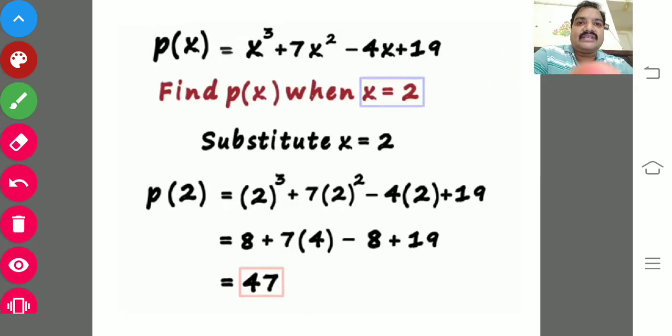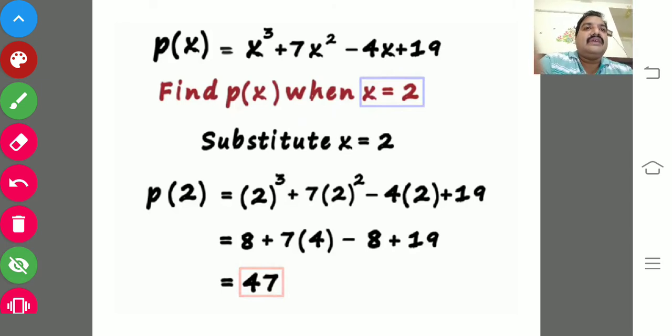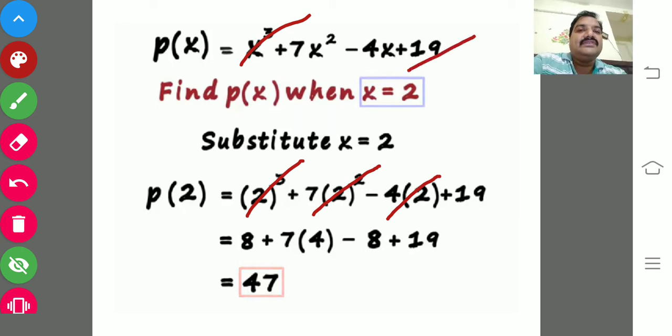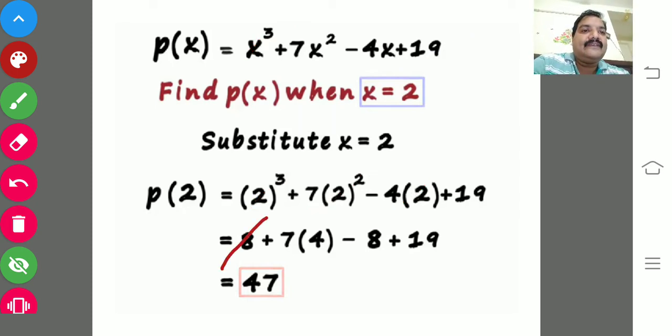And one more example. Suppose p of x is given as x cube plus 7x square minus 4x plus 19. Find the value when x equal to 2. When x equal to 2, you have to substitute x equal to 2. So here x cube is there, 2 cube, 7 into x square, 7 into 2 square, minus 4x, minus 4 into 2 plus 19. So 2 cube is 8, 7 into 2 square, 7 into 4, 4 into 2 is 8, plus 19.